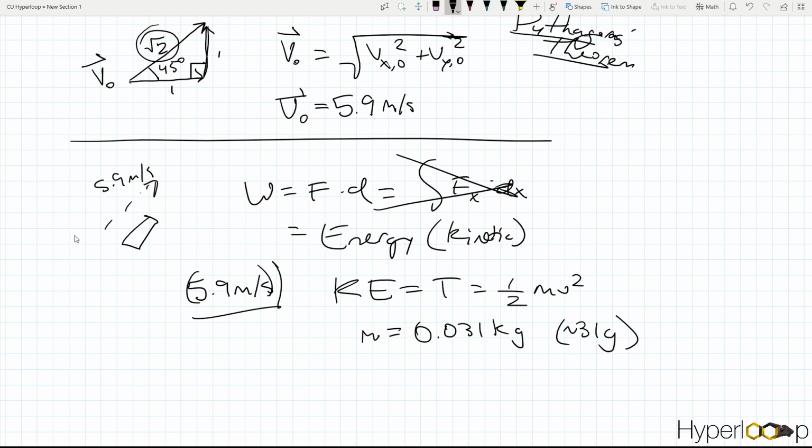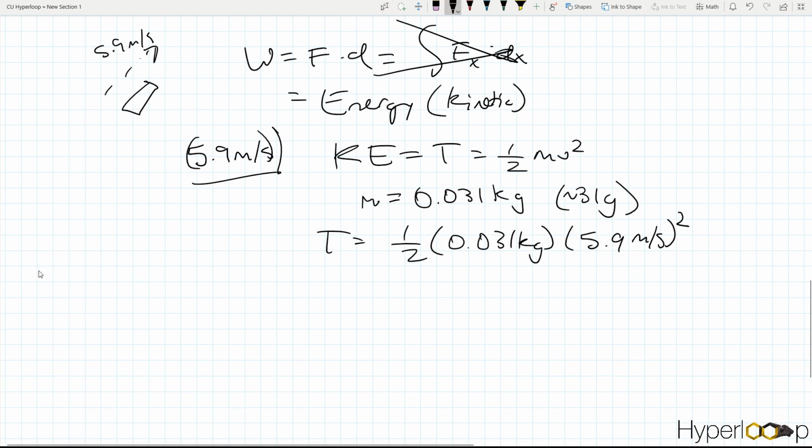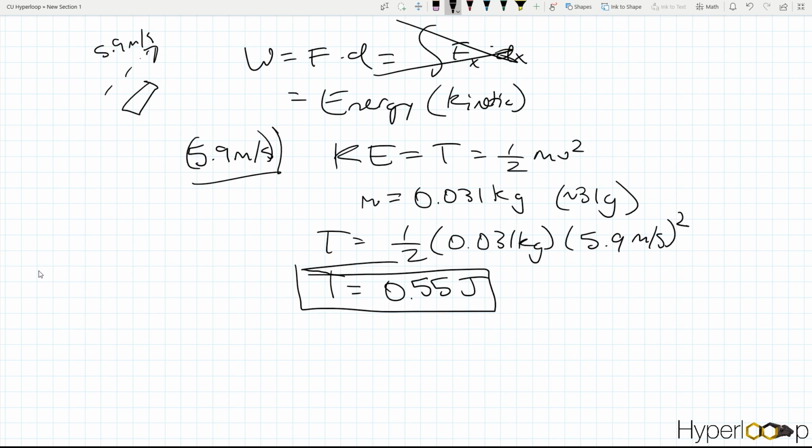So if we evaluate this, if we take our 1/2 times our mass of 0.03 kilograms times our velocity squared, we get that T equals 1/2 times 0.03 kg times 5.9 meters per second squared. We get that our kinetic energy is equal to 0.5 joules approximately. Which means that we've got to take this ring and put about a half a joule of energy into it.